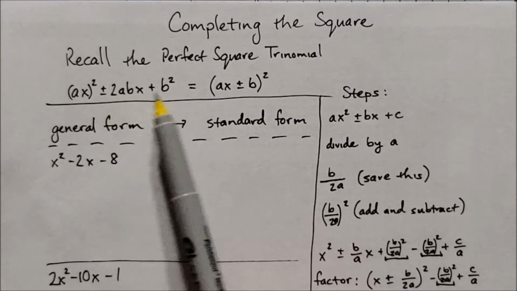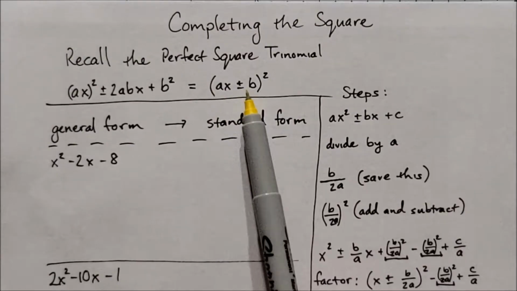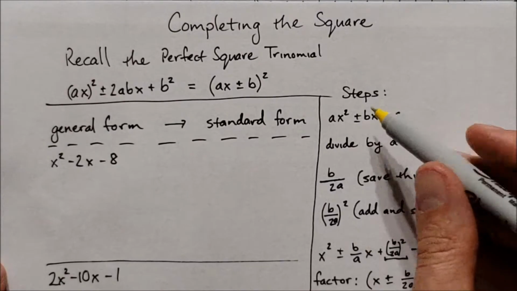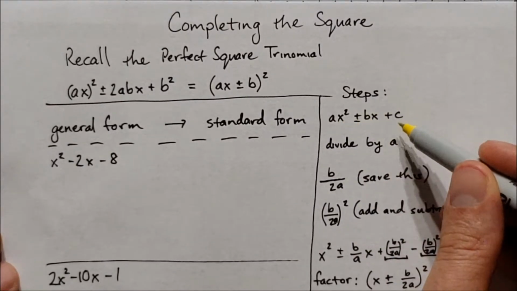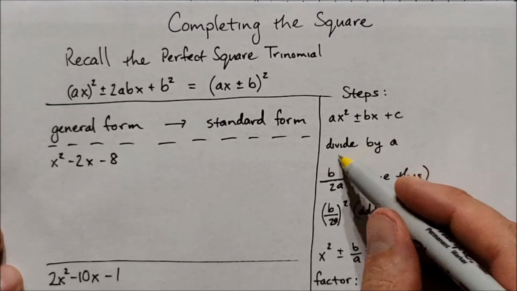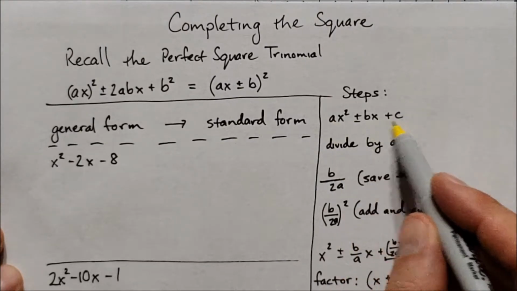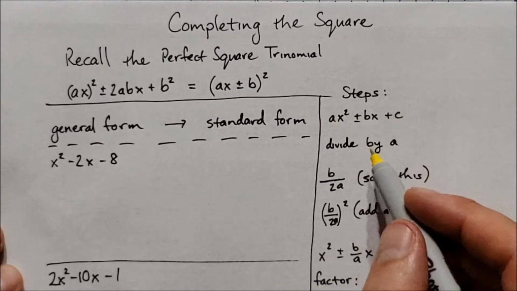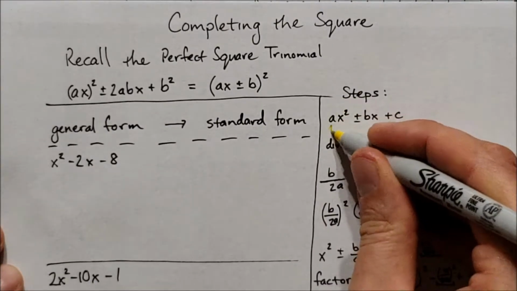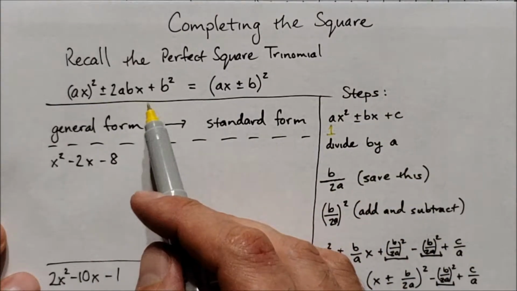If we FOIL this or expand this factored form out, we're going to see that we have a x times b times 2 to get our middle term. Now there are some steps. First we start with a characteristic polynomial but we want a to be 1. To ease the process, we're going to divide everything by a, which makes kind of a mess. We're going to divide the first term, second term, and third term by a. But the reason we want that is we want a to be a 1. We want this to be a 1 because when we square this, it'll just make our math so much easier.